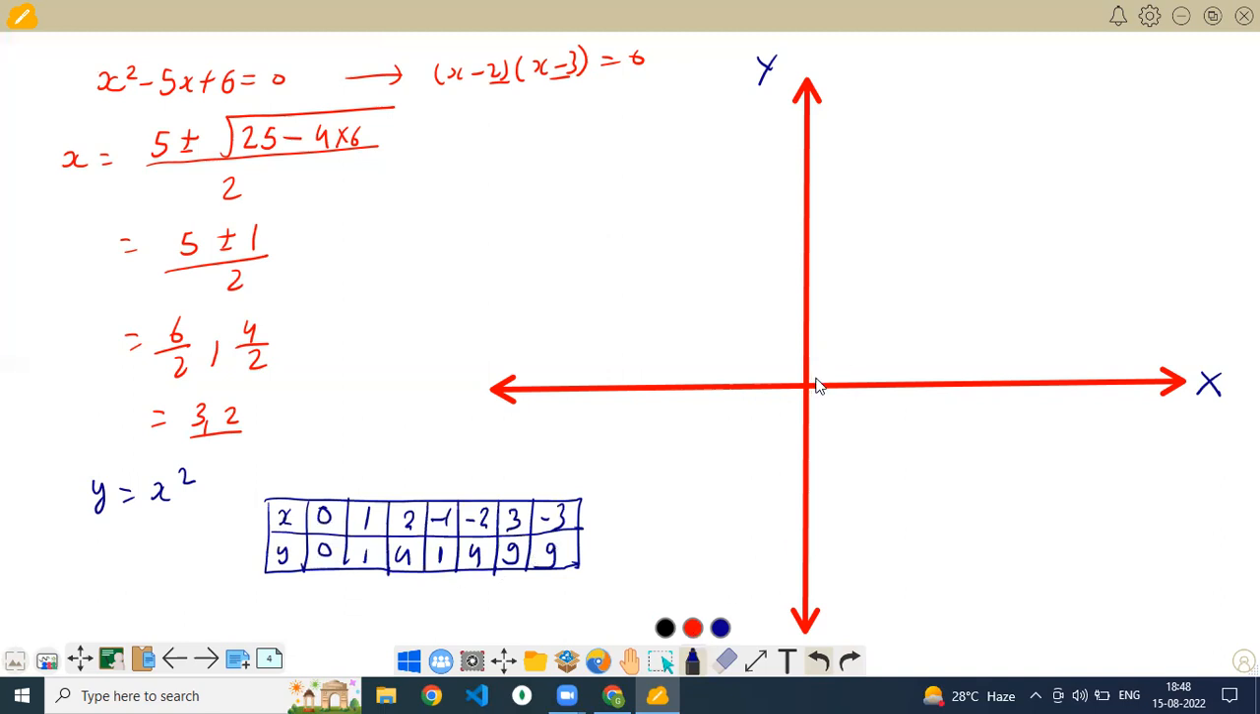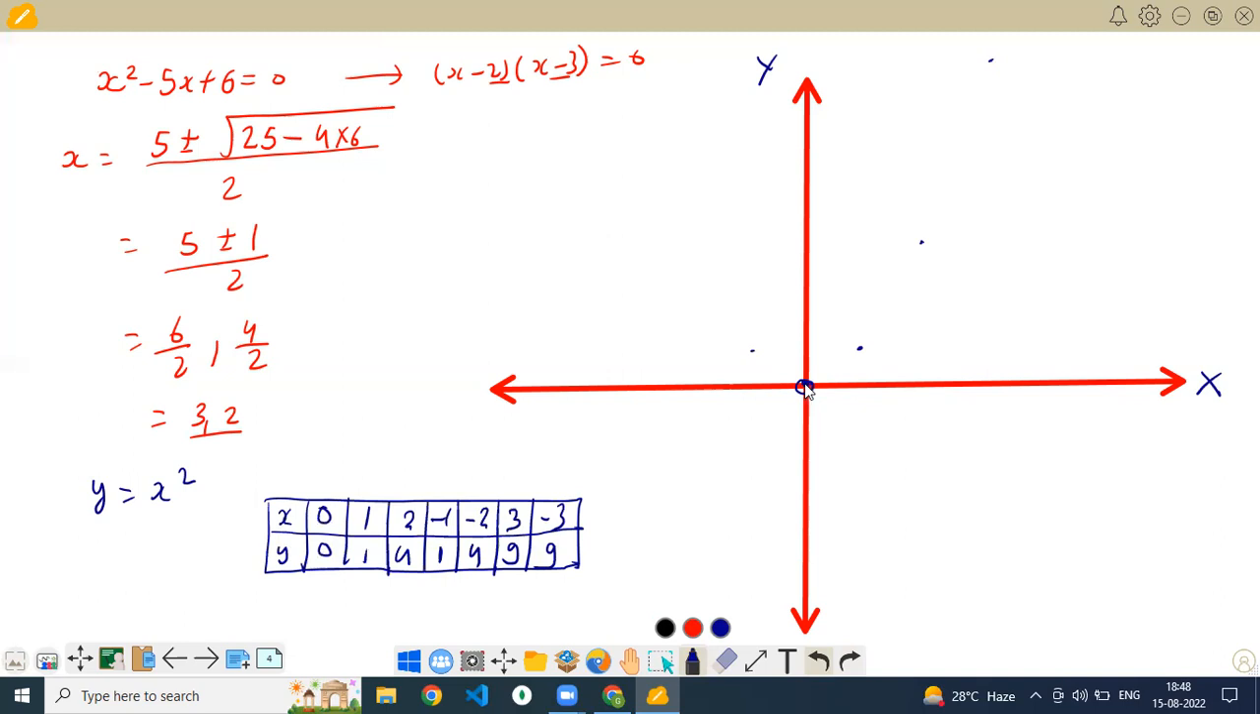So this is 0, 0. Then this is 1. Let's say this is 1, 1. Then this is 2, 4. Then this is 3, 9 somewhere here. Similarly, it will be here, symmetric.